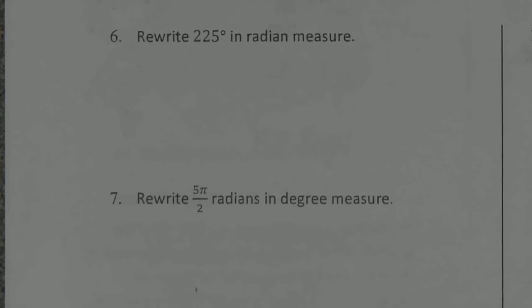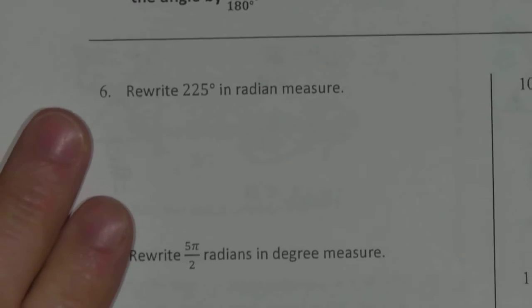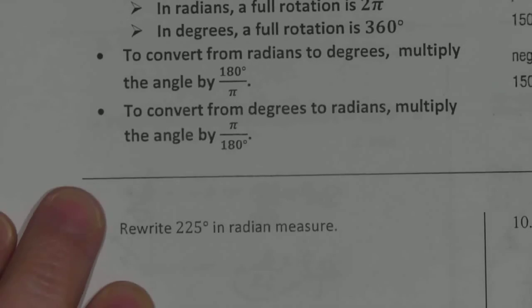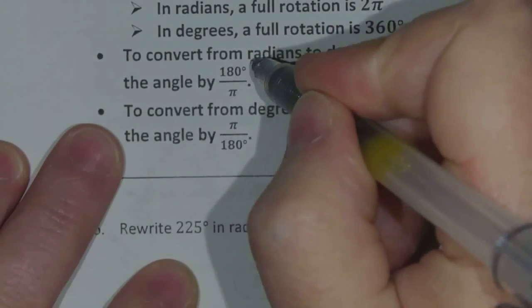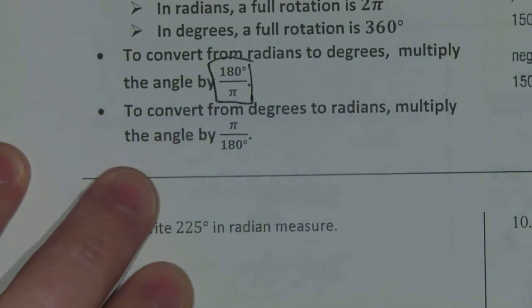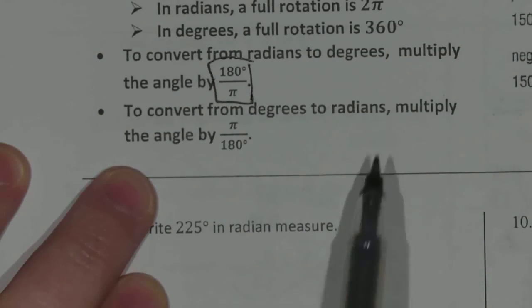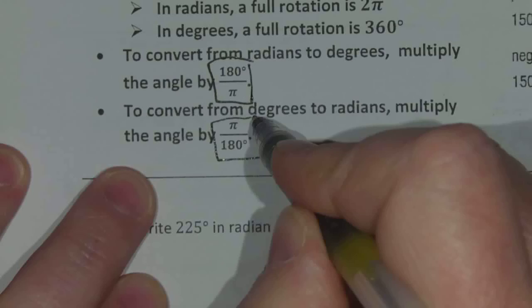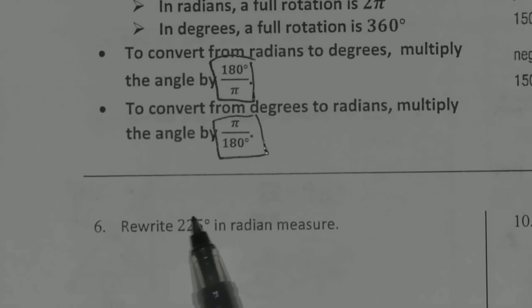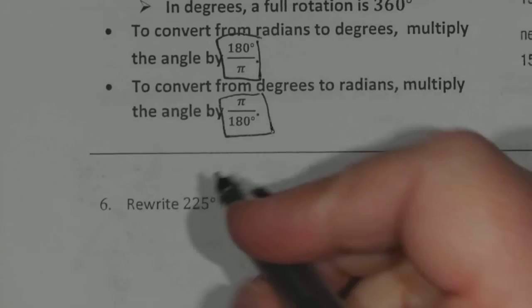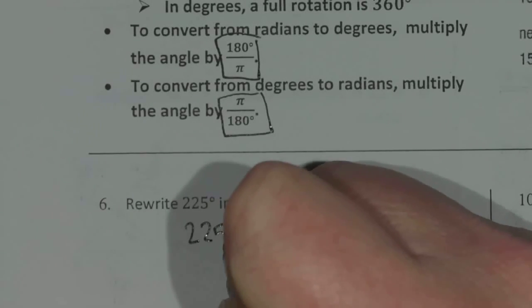So we're going from radian measure to degree measure, or from degree measure to radian measure. And if you look right up here, it tells you exactly what to do. To convert from radians to degrees, multiply the angle by 180 over pi. And then to convert from degrees to radians, multiply the angle by pi over 180. So we just got to look at which direction we're going and use the right formula. So I'm already in degrees, and I'm going to radians. So what am I going to multiply the 225 by?